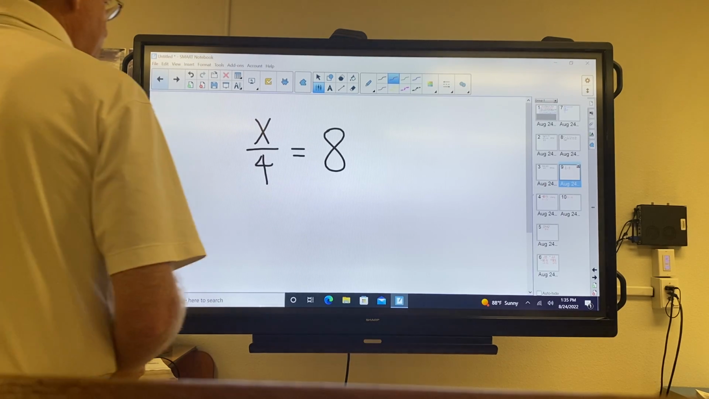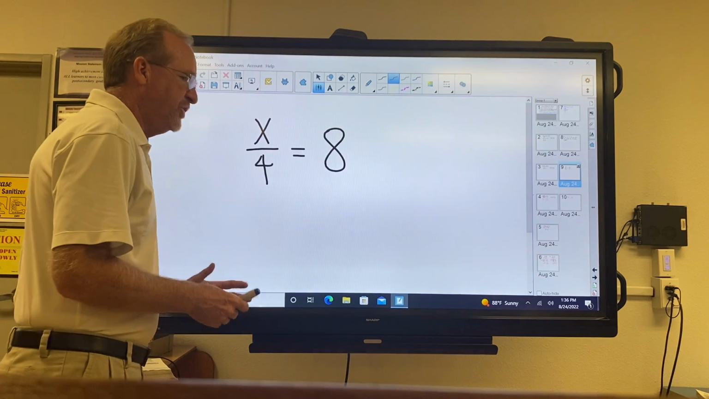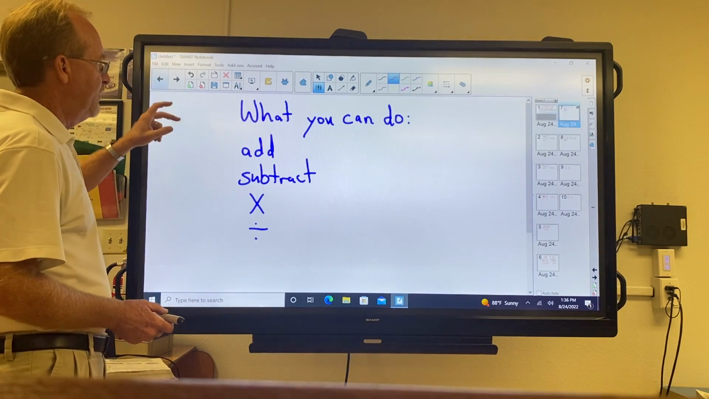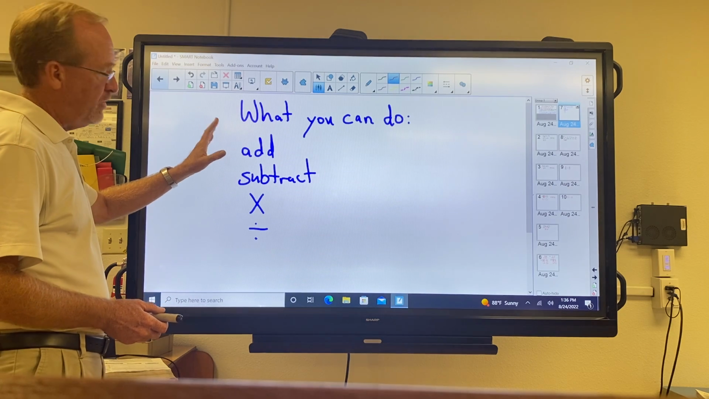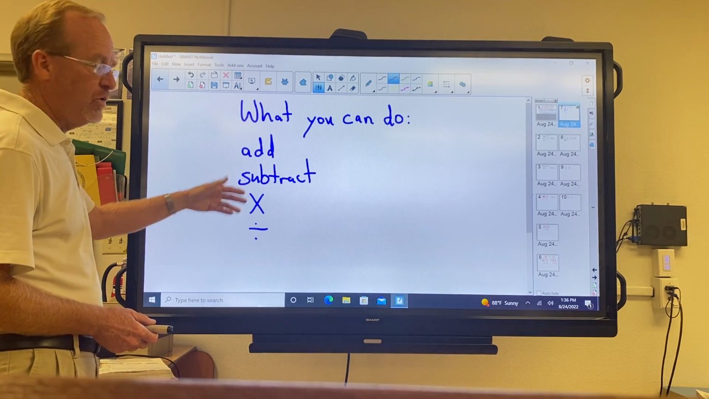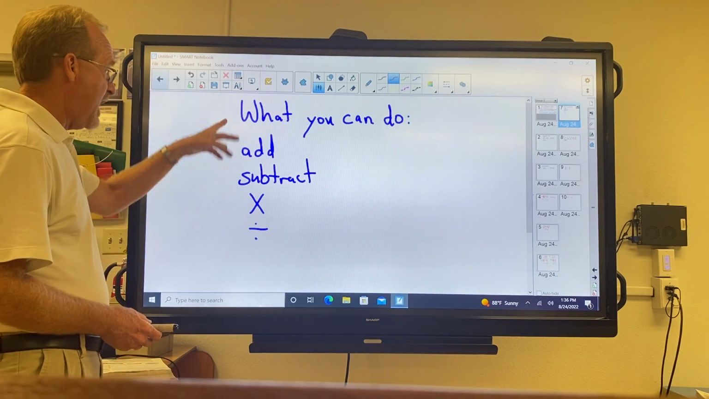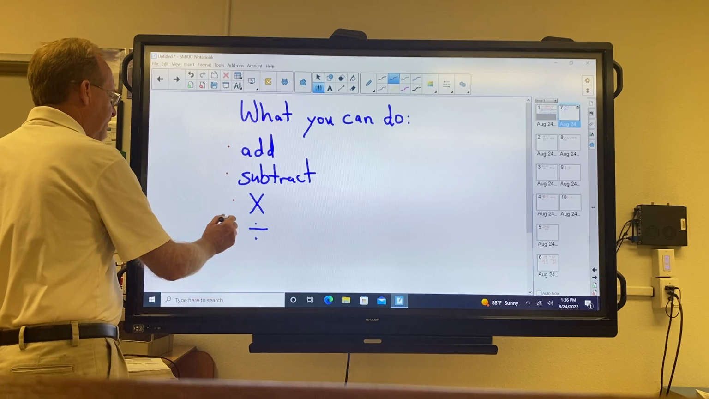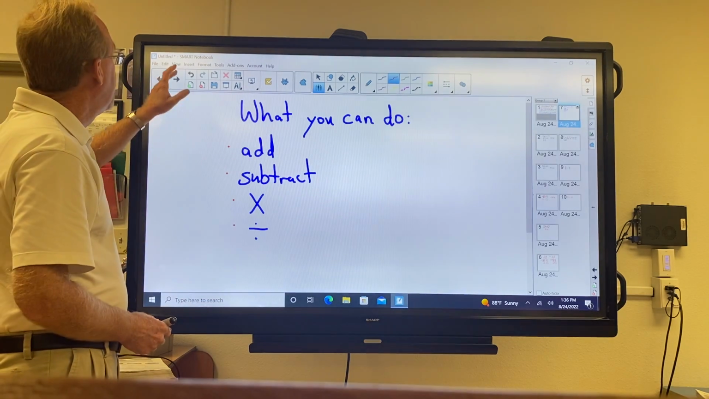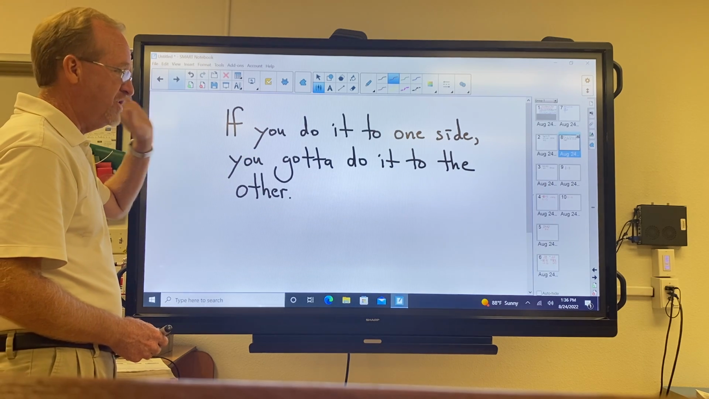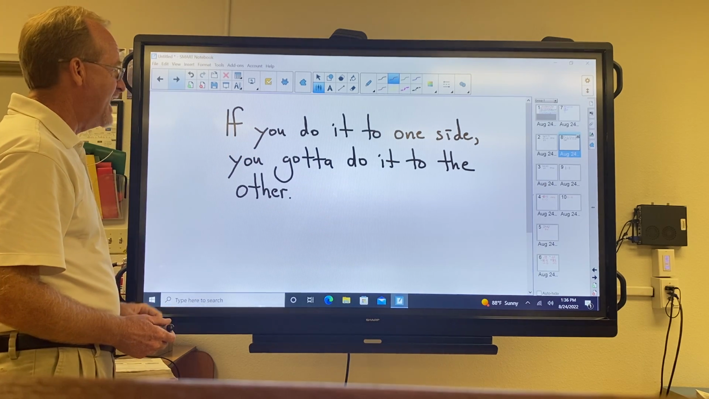Okay, so we're back and we're going to look at a couple more operations. Let's review. With equations, when you're trying to solve them, you're trying to find out what number would work in that situation. You can add, you can subtract, you can multiply, you can divide, as long as you do it to both sides. Remember Mr. Steinley's saying, if you do it to one side, you got to do it to the other.